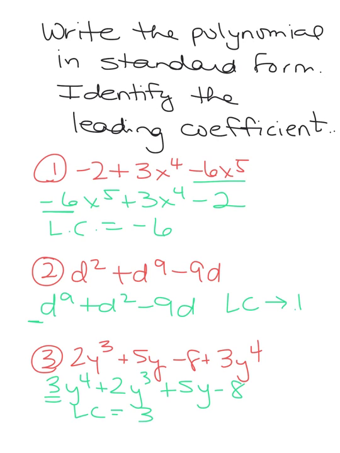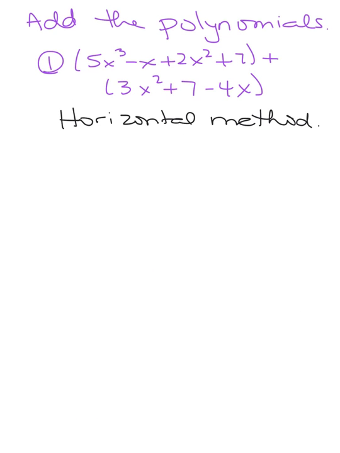Now you just have to be careful when you're writing a polynomial in standard form that each term is either a positive or a negative, and you have to make sure that those signs are going with that term when you're rewriting. So that's something you might want to double check before you do anything else with that polynomial.